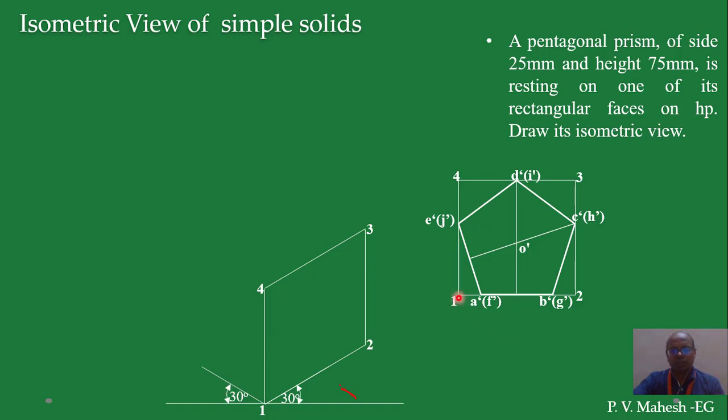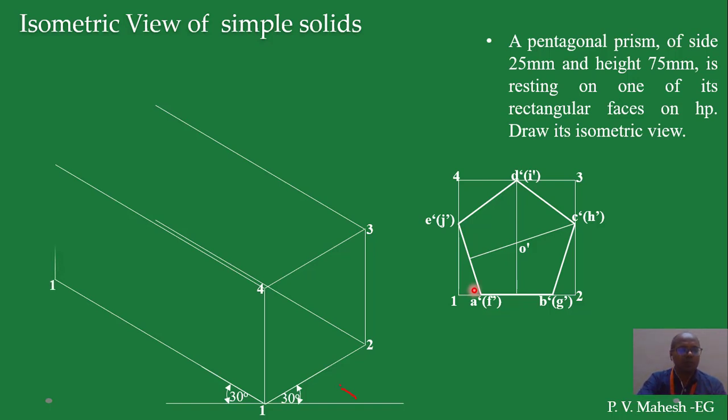So, measure the distance 1A and mark here. Okay. You can mark here. Otherwise, what you can do, you can complete the box and then you can draw the pentagon. Either way you can do. So, here I am completing the box. After completing the box, what I have to do, I have to identify A, B, C, D, E, F, A, B, C, D, E on this side and F, G, H, I, J on this side.